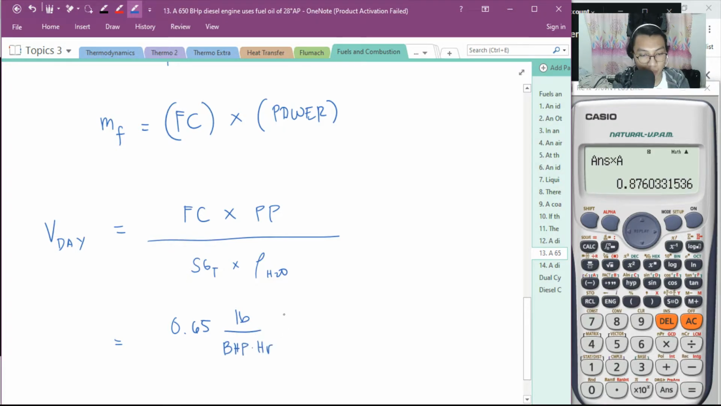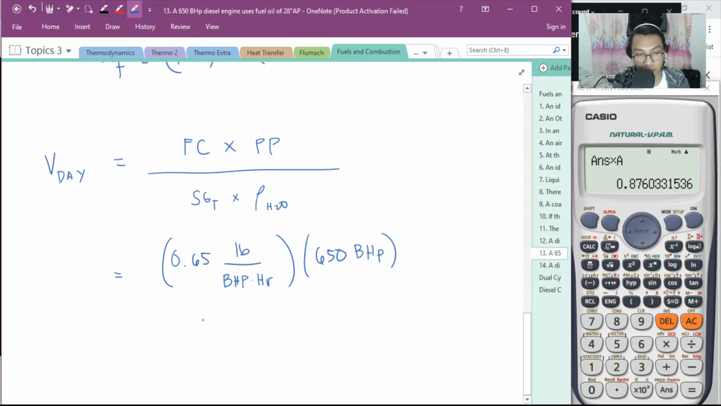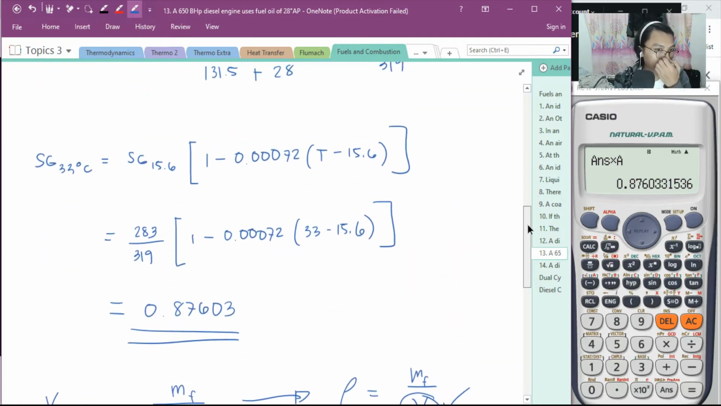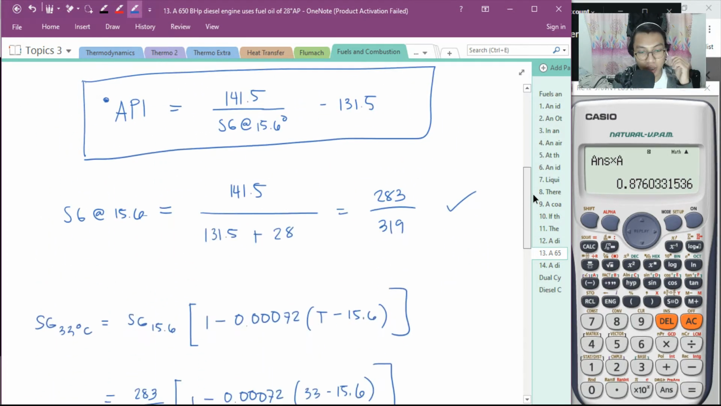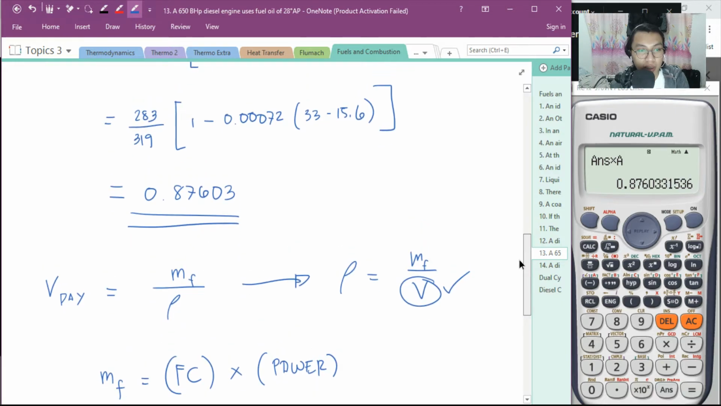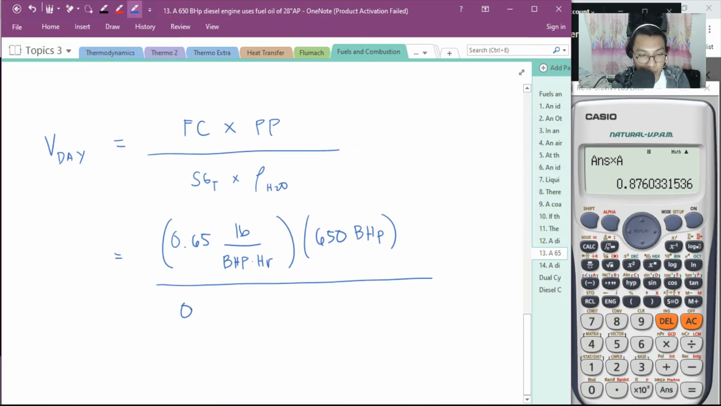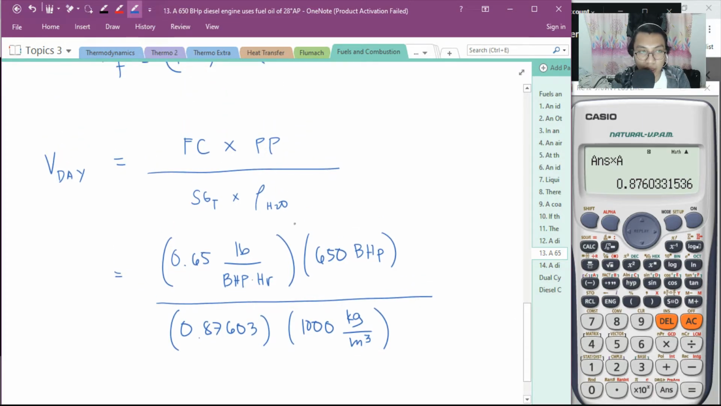Ilang BHP ang binigay sa'yo dyan? 650. Okay. Divided by yung SG ng fuel. The SG of the fuel na nakuha mo is 0.87603 multiplied to 1,000 kilogram per cubic meter. Per day ang hinahanap pa. So, cancel natin yung BHP. Yung hour, ito matitira.